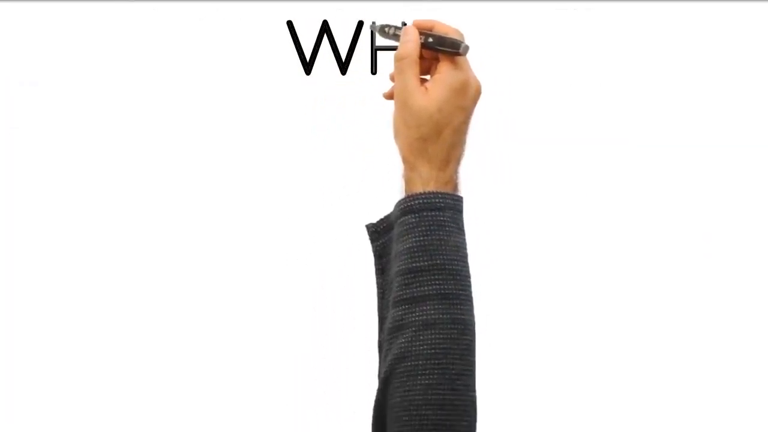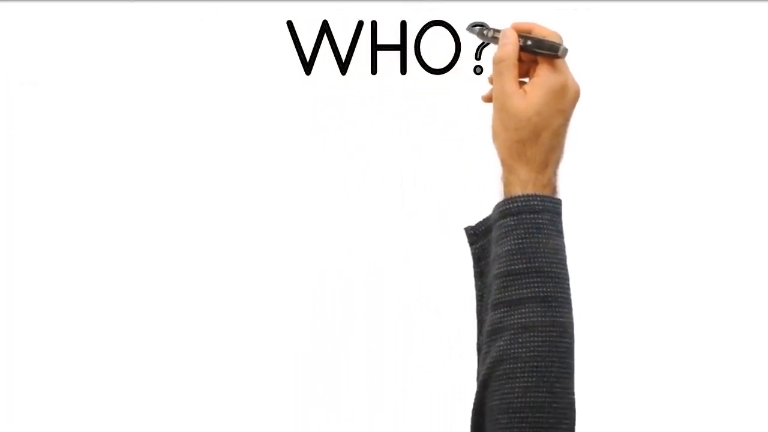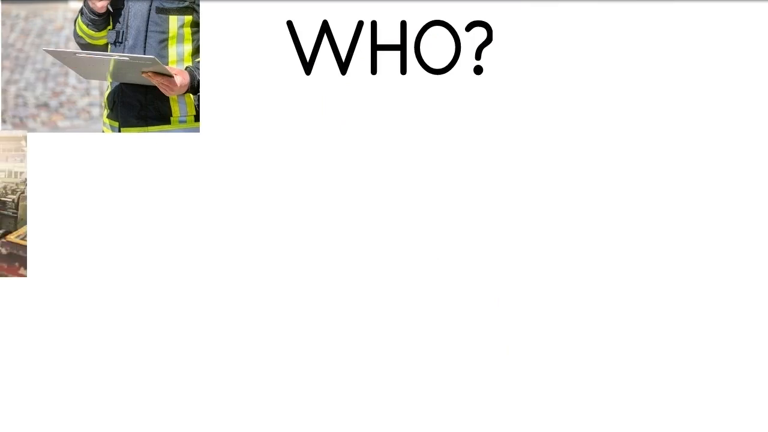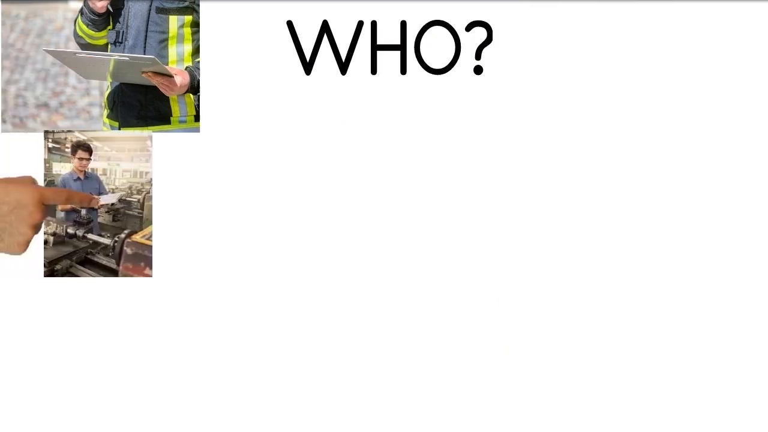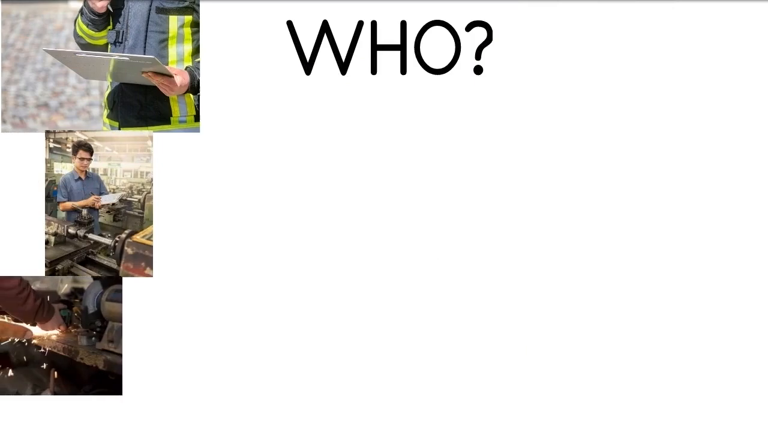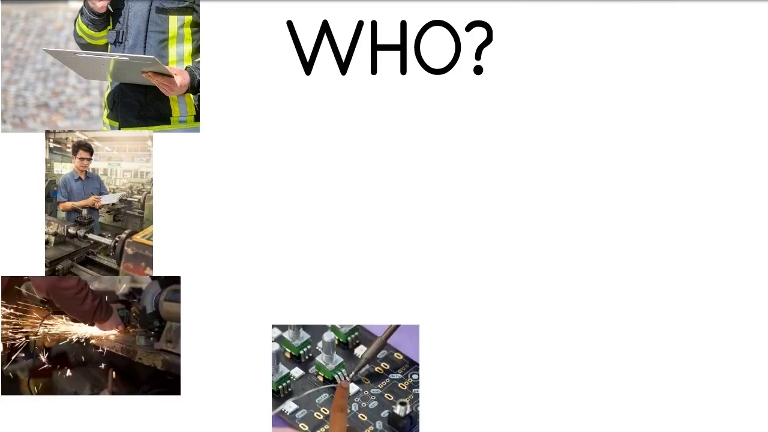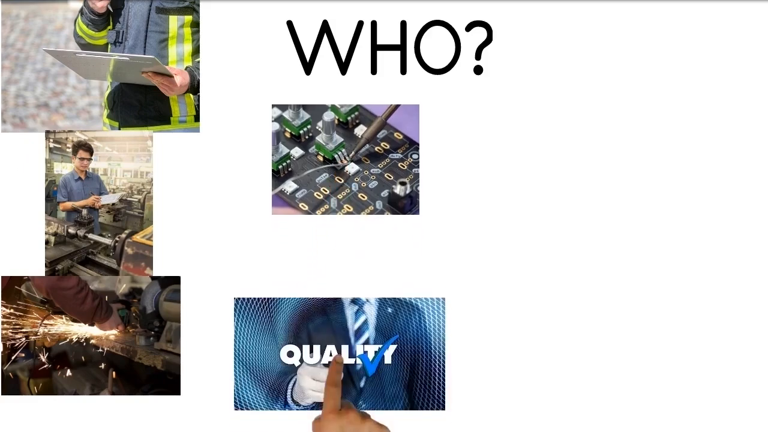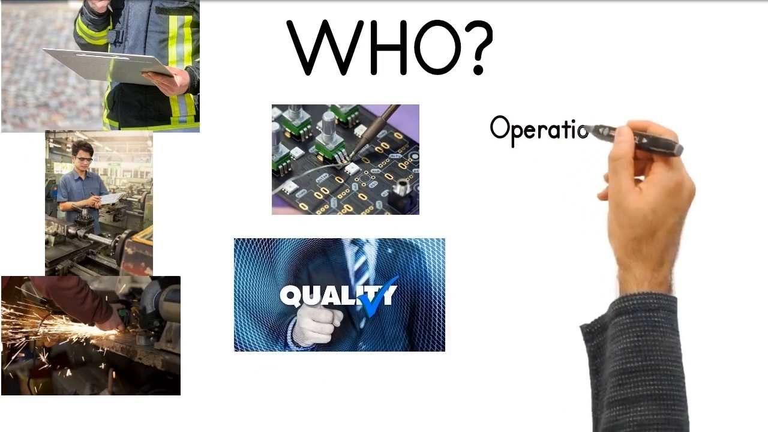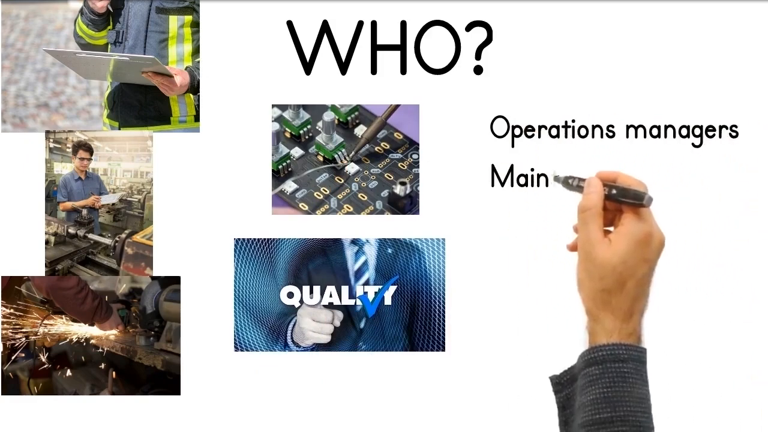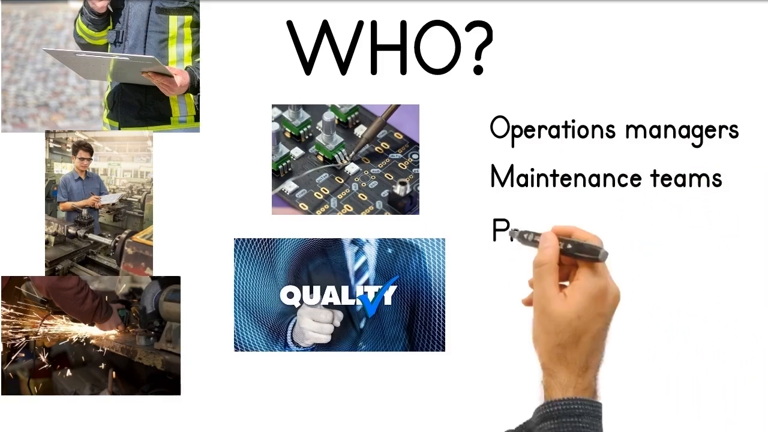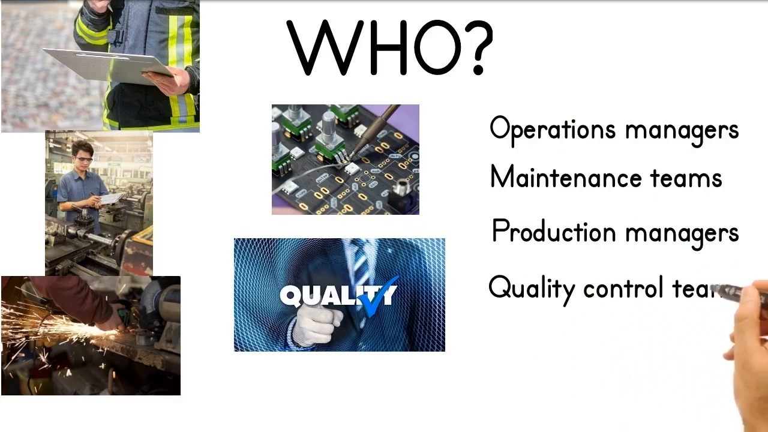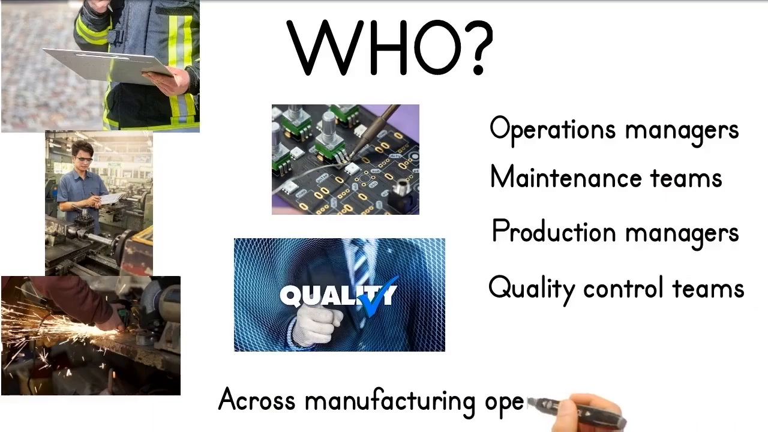OEE is primarily used by manufacturing professionals, including operations managers, to monitor production efficiency and identify improvement opportunities; maintenance teams, to track equipment reliability and reduce unplanned downtime; production managers, to ensure production is running smoothly and efficiently; quality control teams, to monitor and maintain product quality standards. In essence, OEE is used across all levels of manufacturing operations to continuously improve processes and equipment performance.